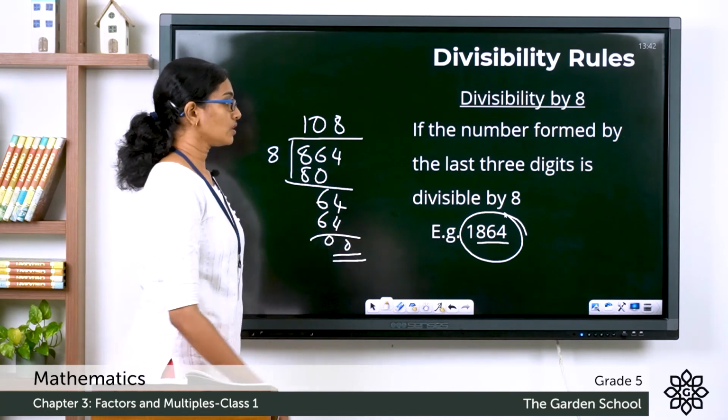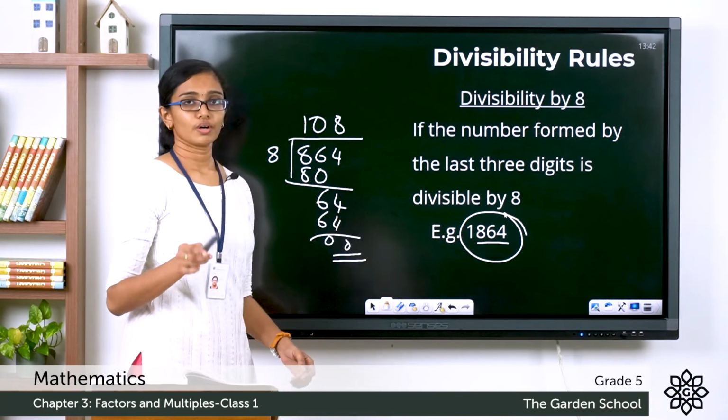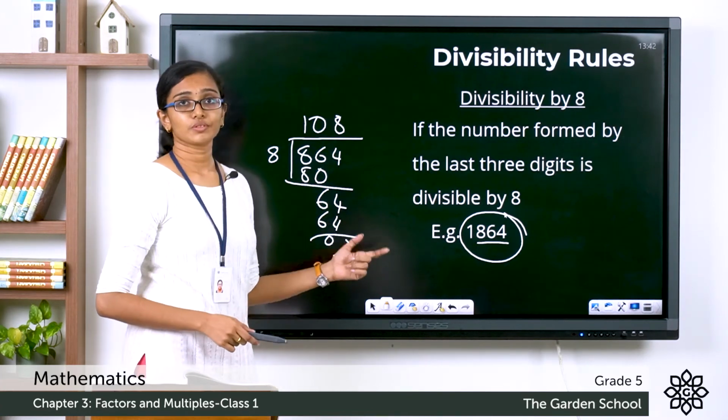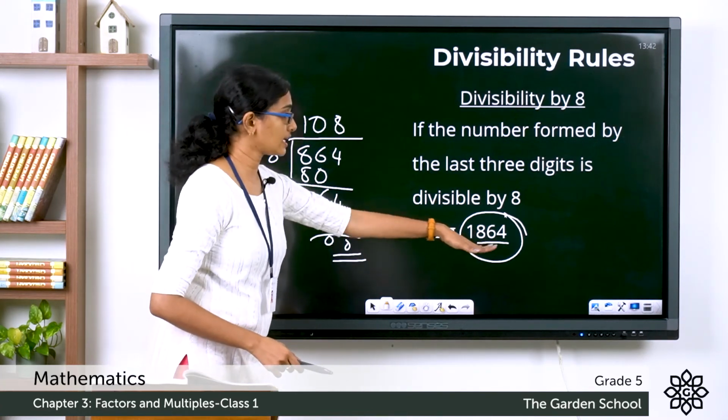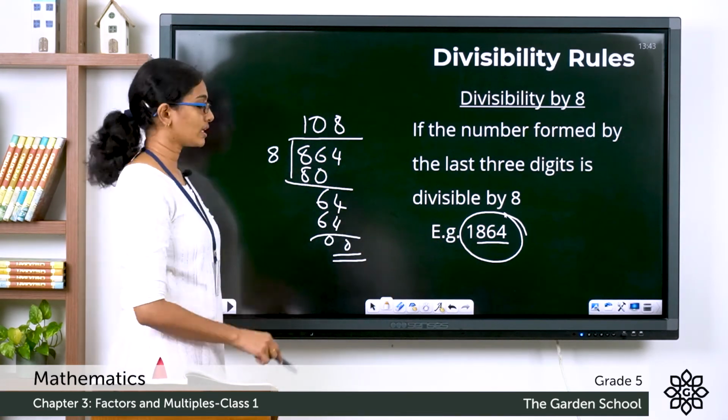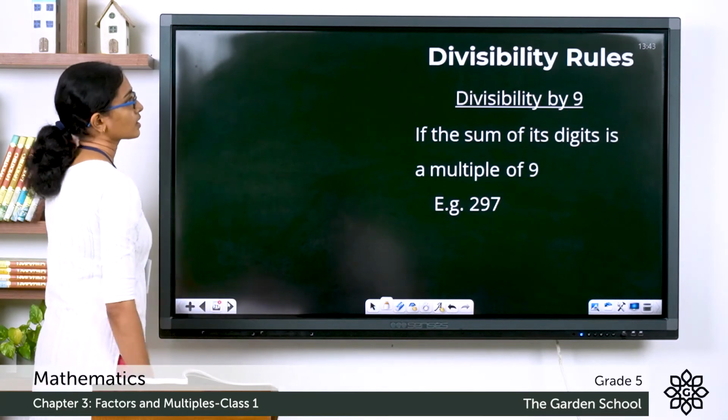Like I said before, since this is a 4-digit number, you won't feel it's giving much help. But if it was a 7-digit or 8-digit number, you don't have to do the whole division. Just check the last 3 digits and see if it's divisible by 8. If it is, the whole number will be divisible by 8.